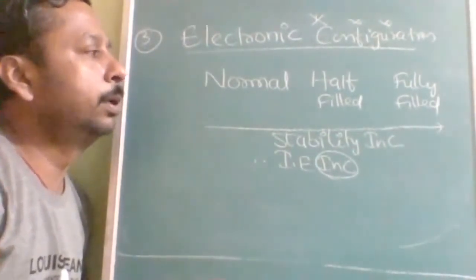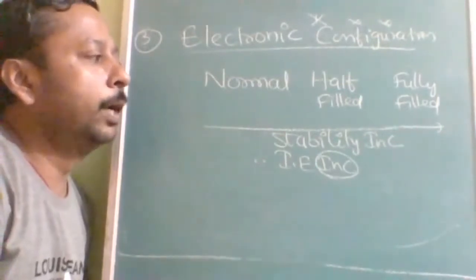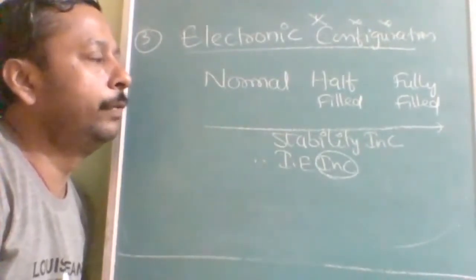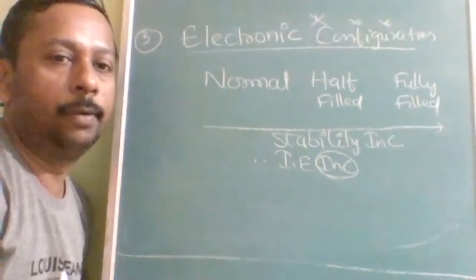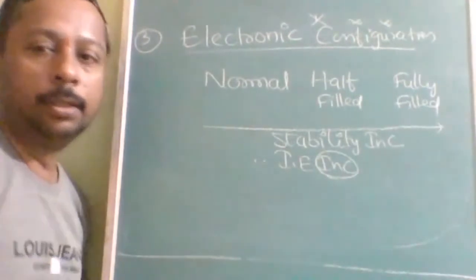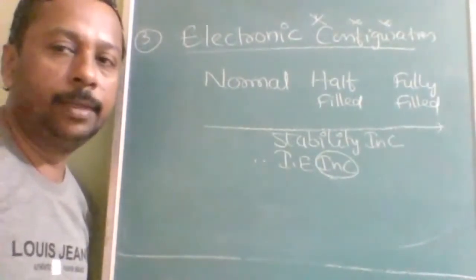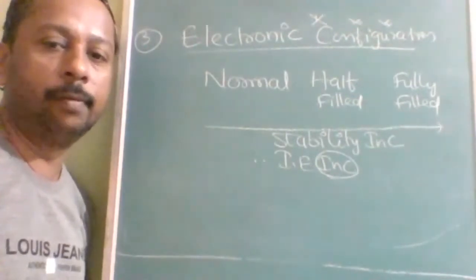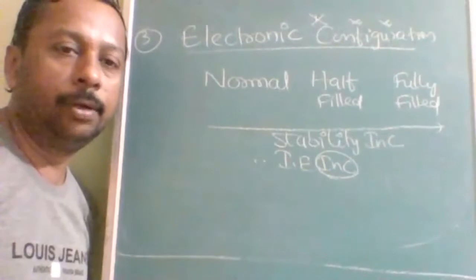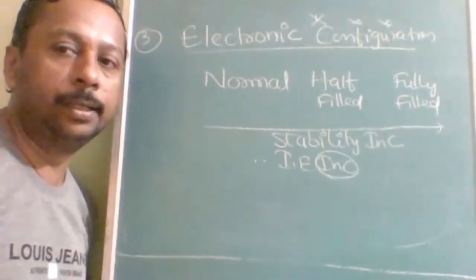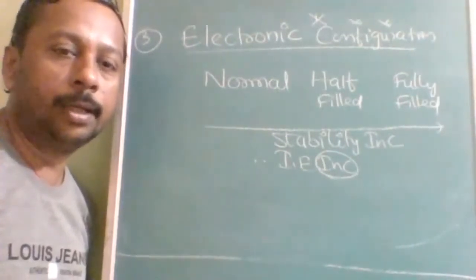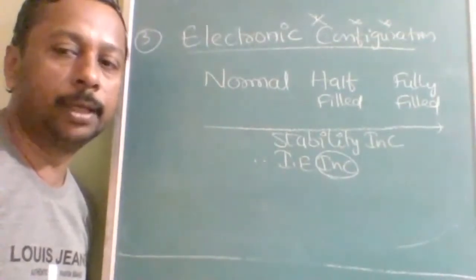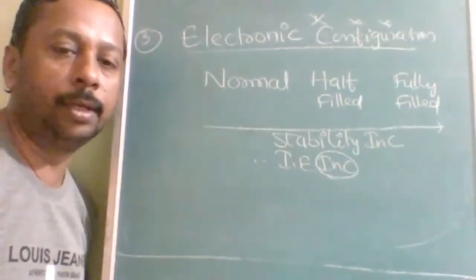Okay, normal, half filled, fully filled. Highest energy required in fully filled, lowest energy required in normal. Okay, so the sentence and meaning is very easy, but applying it as per the question is very difficult. But what I will do is simplify the information through the appropriate question and graph. Explanation through the graph will make you clear.